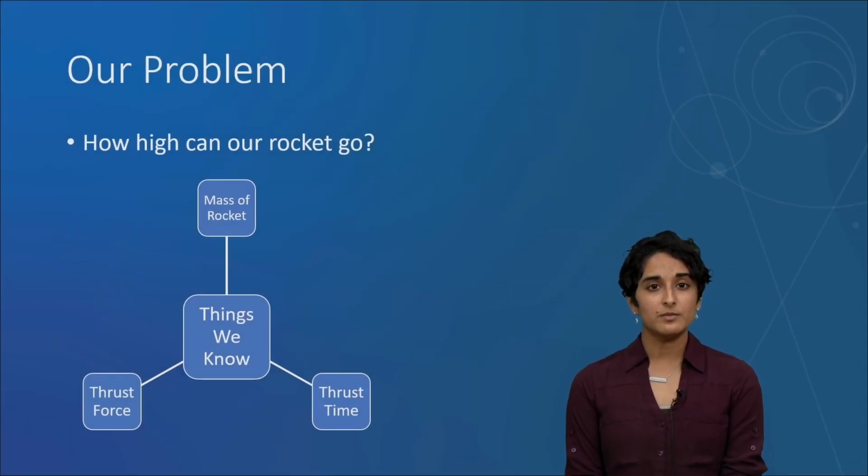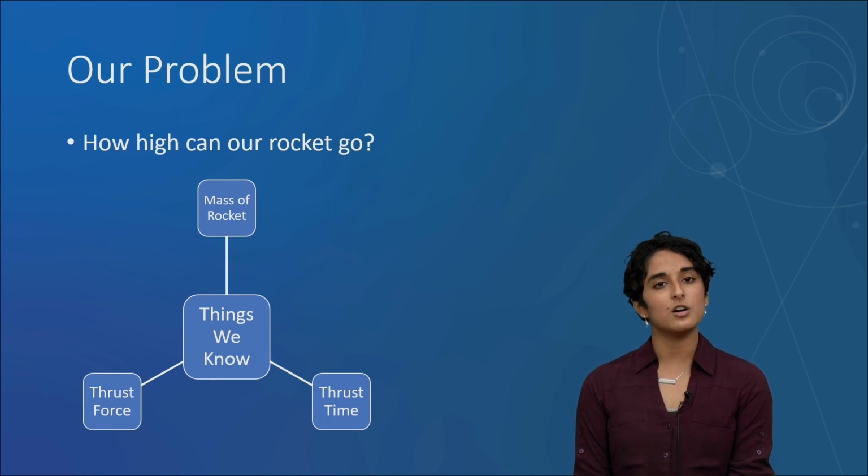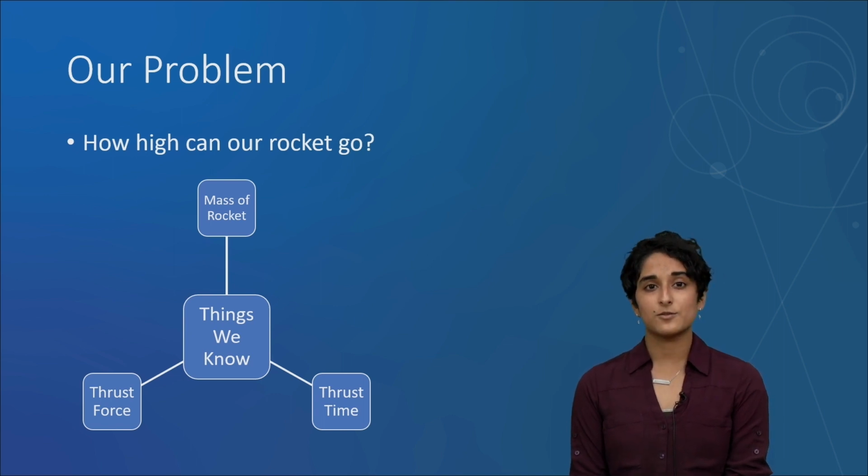As we mentioned before, we want to see how high our rocket will go. However, as we're designing our rocket, we only know a few things: our mass, the thrust force, and the amount of time the thrust will act for. We're now going to dive right into using these quantities to determine the final height of our rocket.